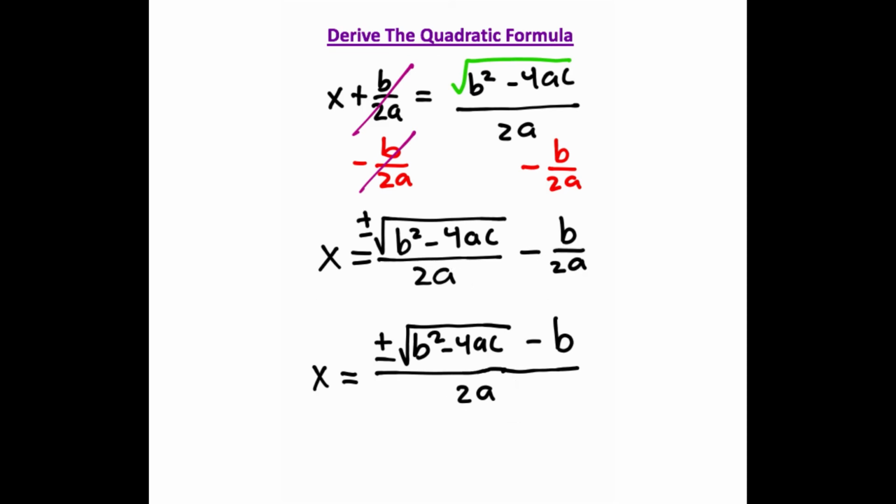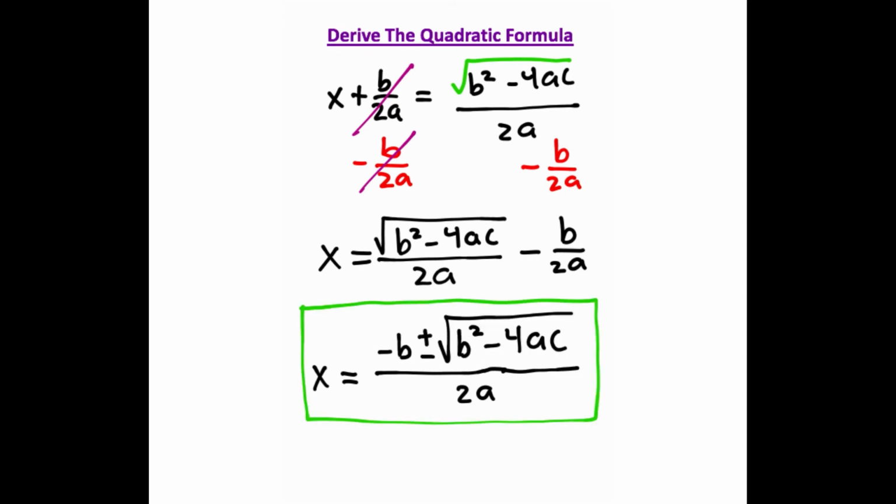Now the final thing that you want to do is just move that negative b right there over to the front. So what you're going to finish with is negative b plus or minus the square root of b squared minus 4ac all over 2 times a. That is the quadratic formula.